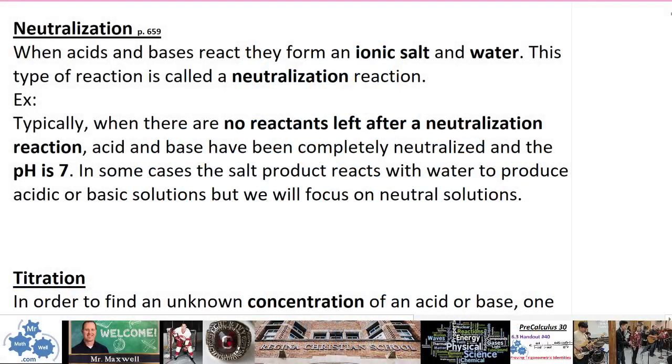All right, page 659, Glencoe Matter and Change Chemistry textbook, Neutralization. You should have your notes in front of you there with some blanks here. I'm going to fill in the blanks for you as we go through.